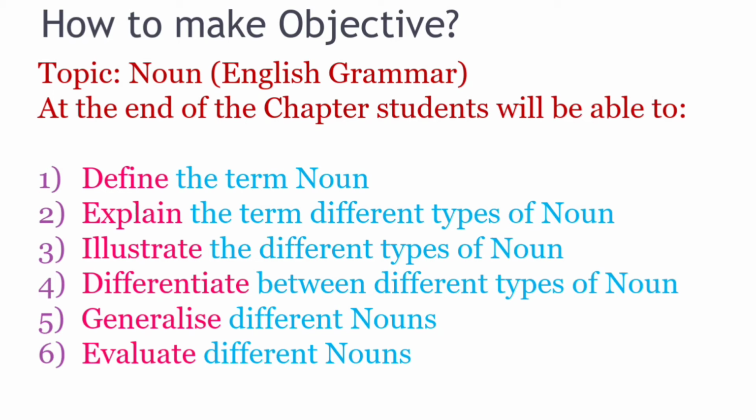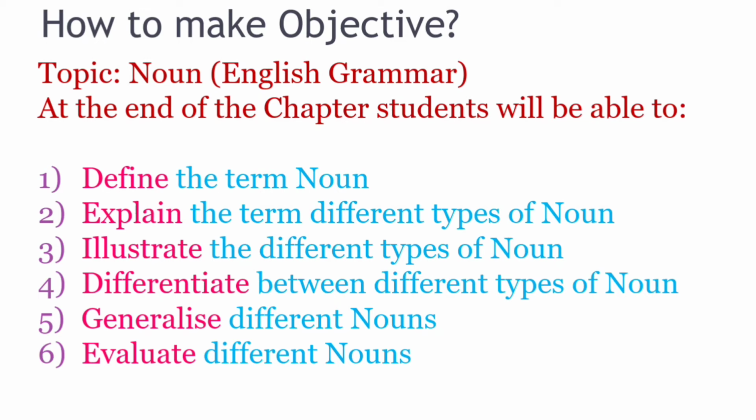Then next is related with the application domain. So here I have taken one example. My third objective is illustrate the different types of noun. Now here the child will be able to apply the learned knowledge into the real environment. He will be able to generalize or abstract in concrete situations. He will be able to generalize facts, laws, principles and theories. Also he will be able to diagnose the weaknesses and strengths of the content.